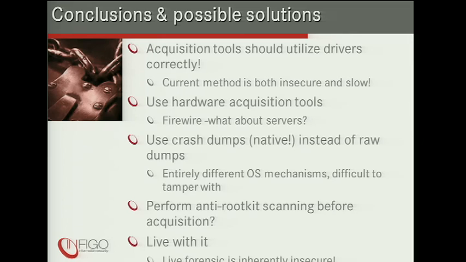Another alternative is to use the native crash dump functionality, which is built into the Windows operating system. Why? Because this crash dump mechanism uses completely different functions from the regular operating system, and it's really difficult to subvert them. It's difficult to thwart this kind of mechanism, but it is possible. I have done some research on that. Another possibility is for an acquisition tool to perform anti-rootkit scanning. I think it's unnecessary and stupid, but that's also a valid alternative.